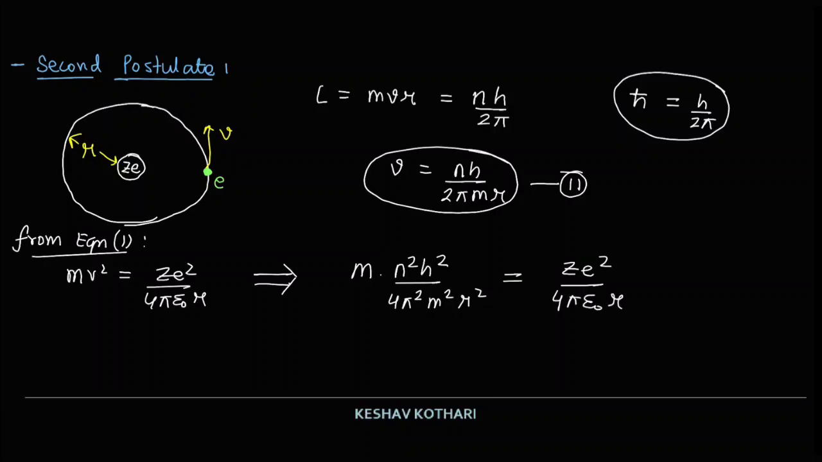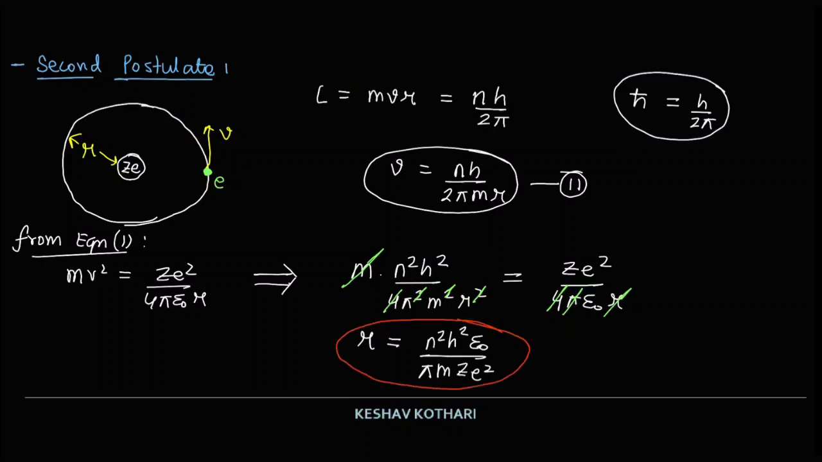So from here, if we perform a basic calculation, that is if we chop out 4 pi, this m from here and this r from here, we obtain an equation for r. So r can be written as n square h square epsilon naught upon pi m z square. This is the equation for the radius of the nth Bohr orbit that we attain, that r is equal to n square h square epsilon naught upon pi m z square.